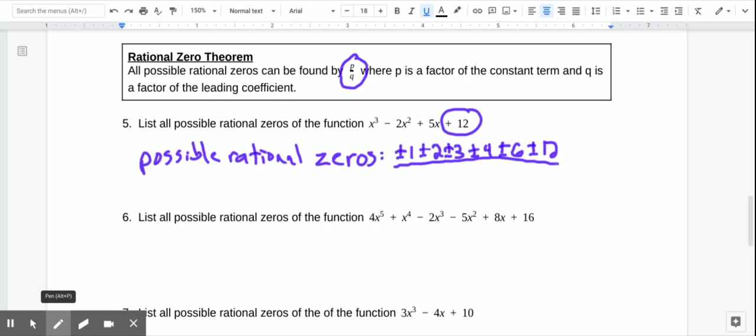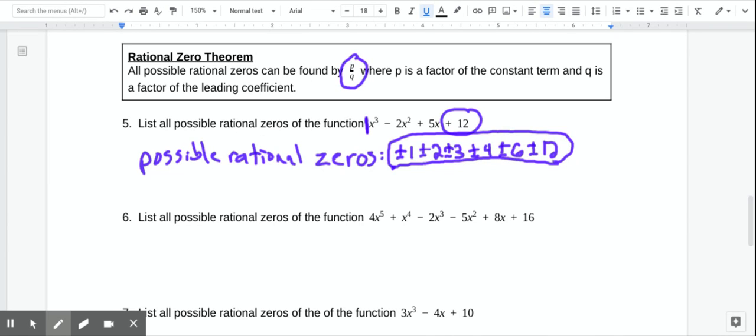And then we have to divide by the factors of the leading coefficient. Now, the leading coefficient is just 1. So we have to divide all of those by plus or minus 1, which doesn't change anything. So you like it when this number is 1 because it makes the problem easier. So that's it. Those are our possible rational zeros. Okay. Again, not all of them are going to be zeros, but one of them might be.